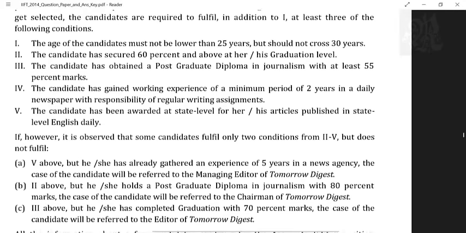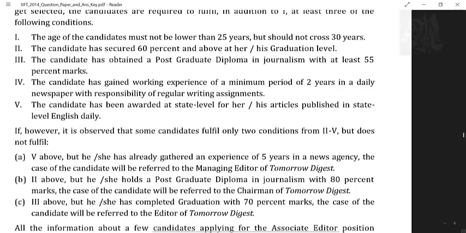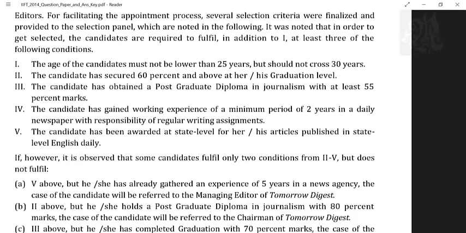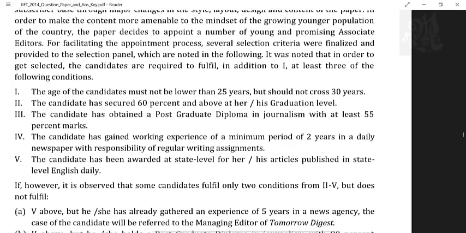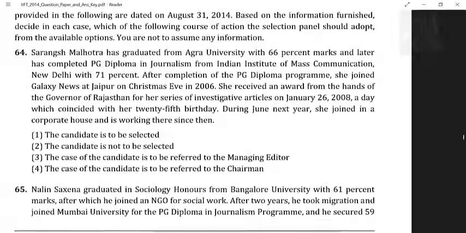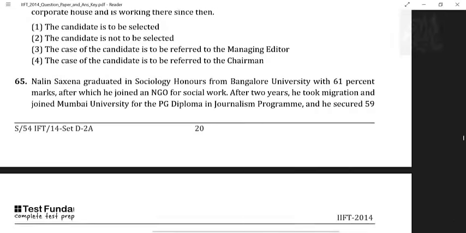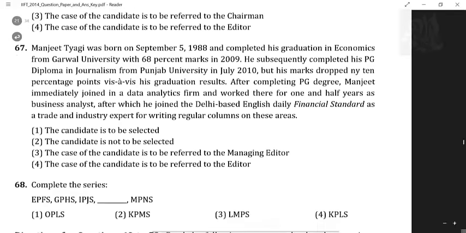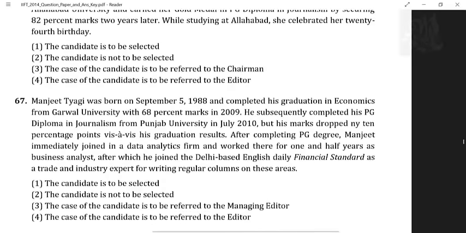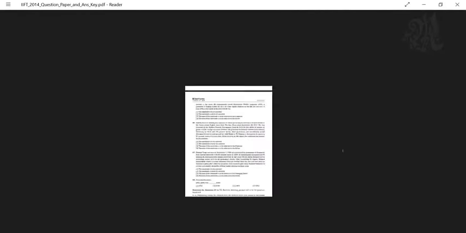Because one doesn't have a clause. If two is not satisfied, it has a clause. But if one is not satisfied, one is a necessary condition. It doesn't have an alternative. So the answer is she is rejected. Okay? That way. So look at it, how many questions like this? Four questions like this. How many marks is this for?